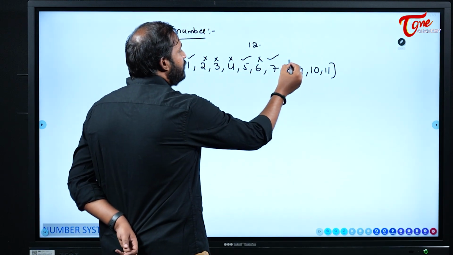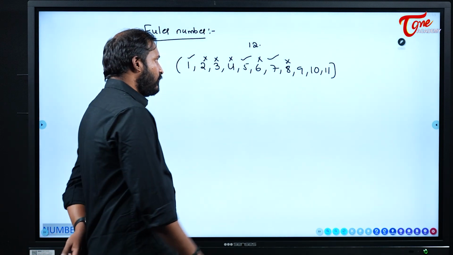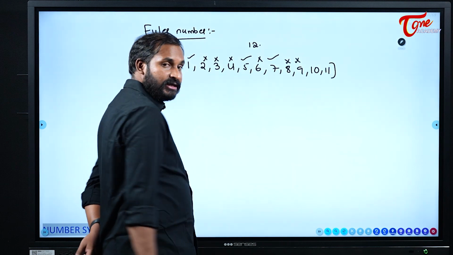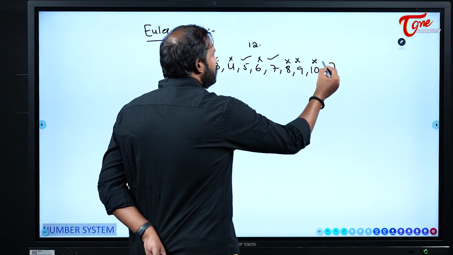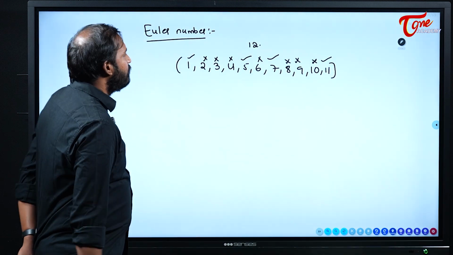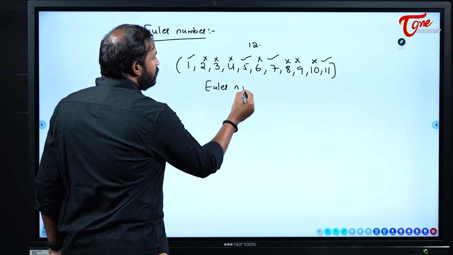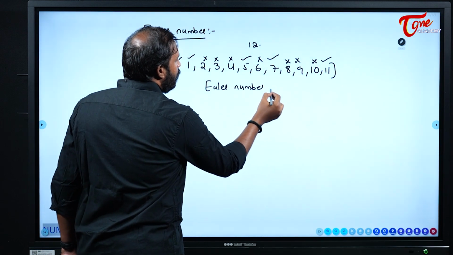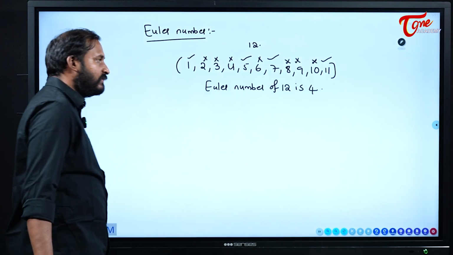Next, for 8 and 12, the HCF is 4, so that is also not possible. 9 and 12, the HCF is 3, so that is also not possible. 10 and 12, HCF is 2, not possible. With 11, yes. So, the Euler number of 12 is 4.